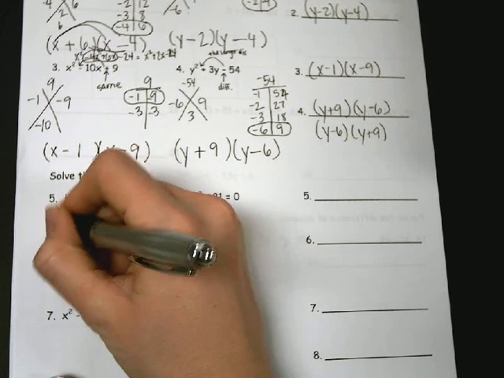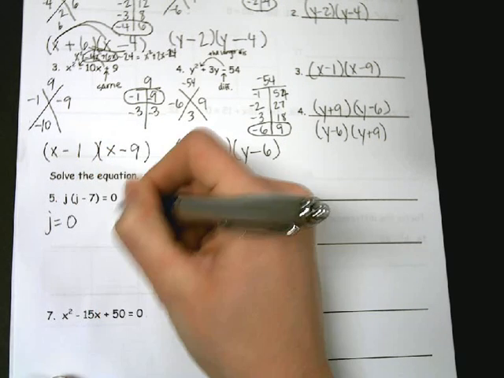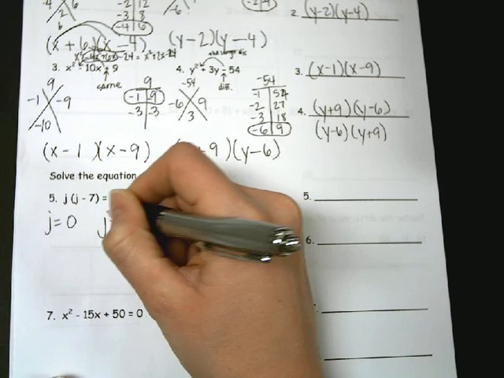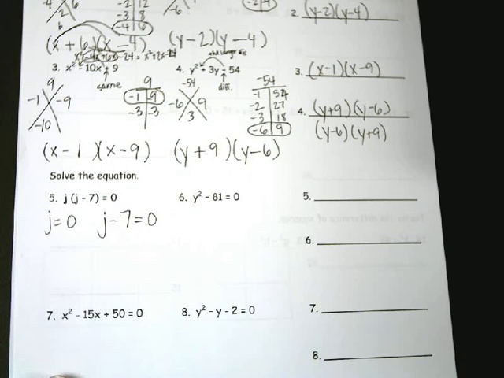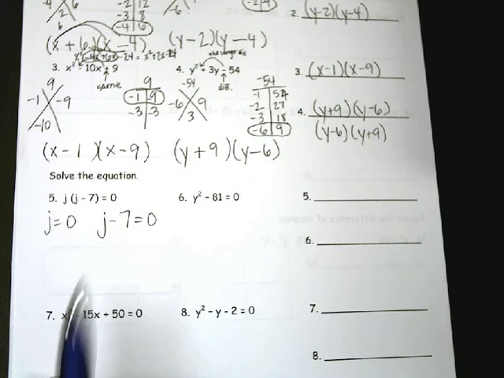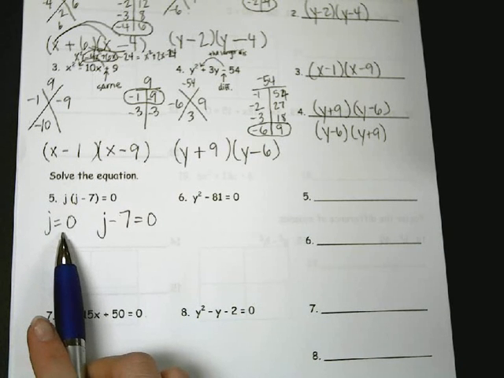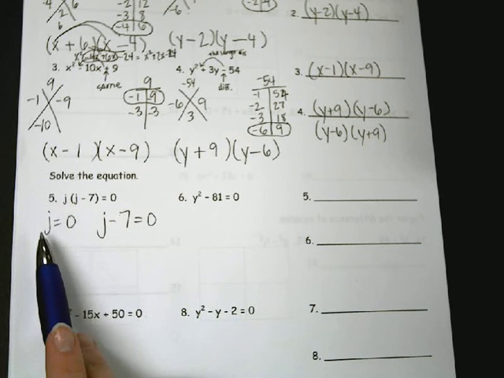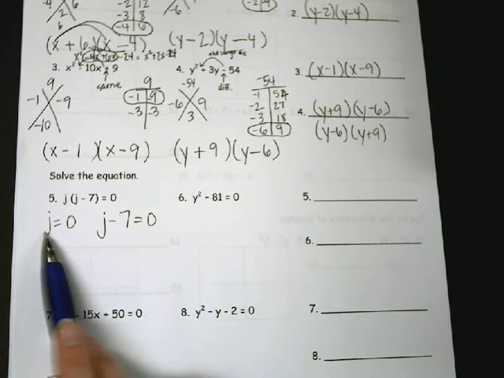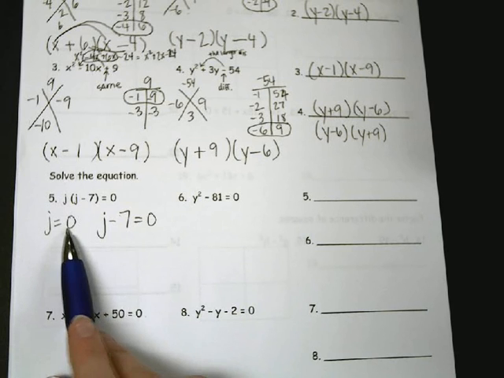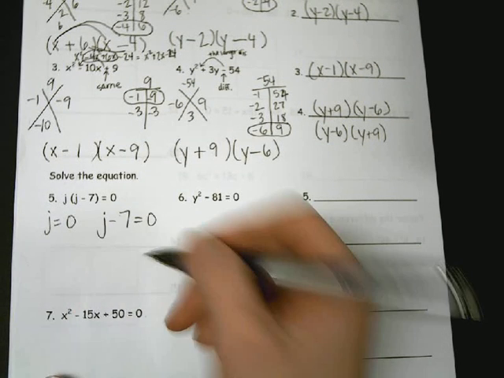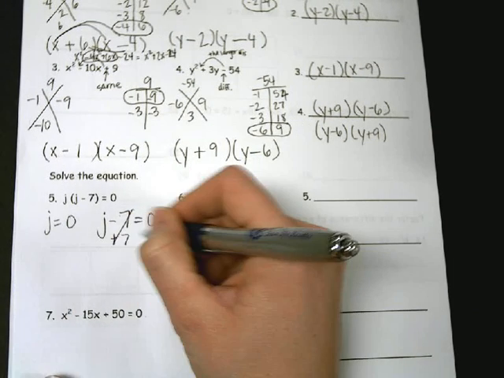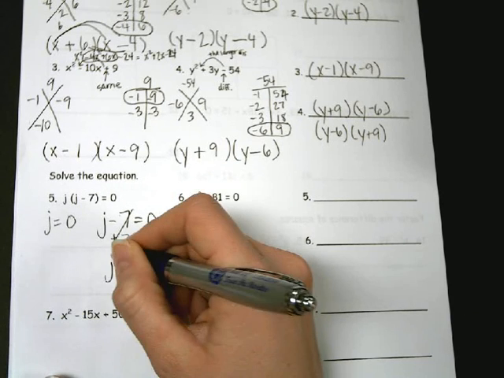J equals 0 as one of my options. Then I just want to add 7 to both sides here so that I can get j by itself. 0 plus 7 is 7. So these are two answers for j. In order for j times j minus 7 to equal 0, I could make j equal 0, or I could make j equal 7.